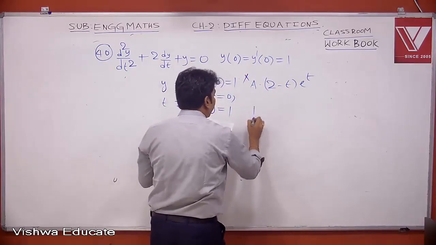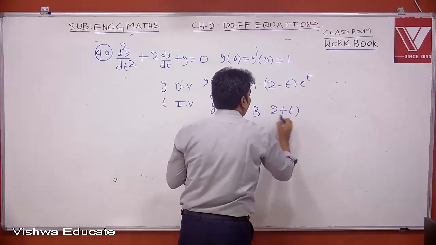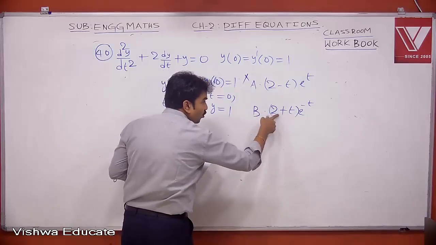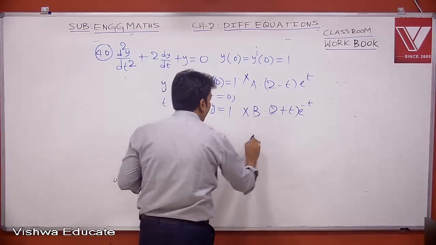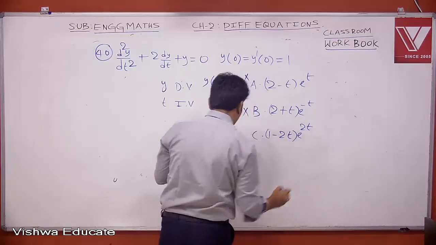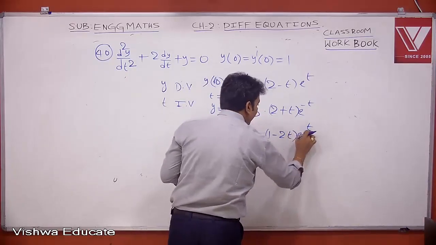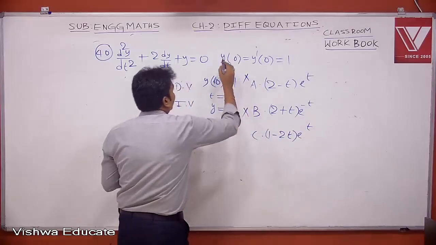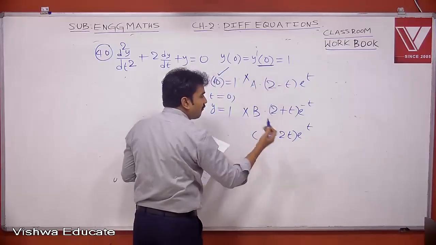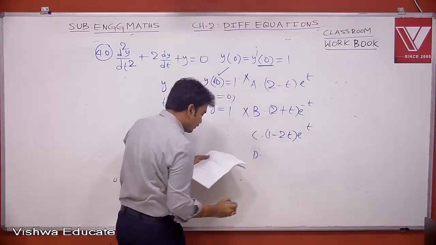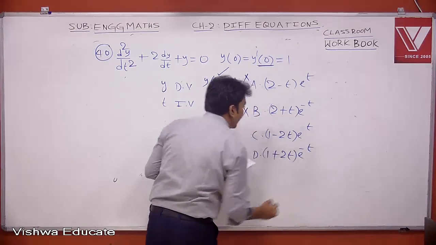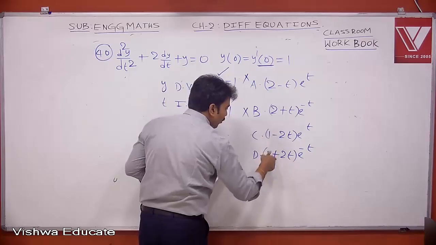But when you look at option B, it is giving 2 plus t into e power minus t. Here also when you replace t by 0, we are not getting 1. We are getting 2 in this case. So it's a wrong option. Look at option C. This is 1 minus 2t into e power t. Replace t by 0, we are getting 1. So it satisfies the first boundary condition. But to apply the second boundary condition, the derivative is required. So instead of finding the derivative, I go for option D. Now it is 1 plus 2t into e power minus t. Even here when you replace t by 0, we are getting 1.